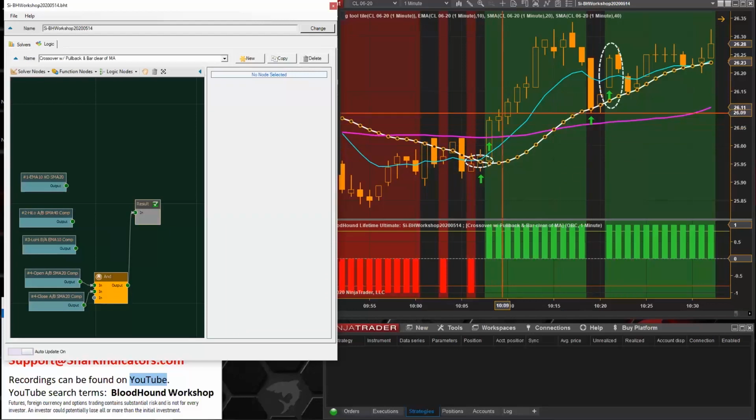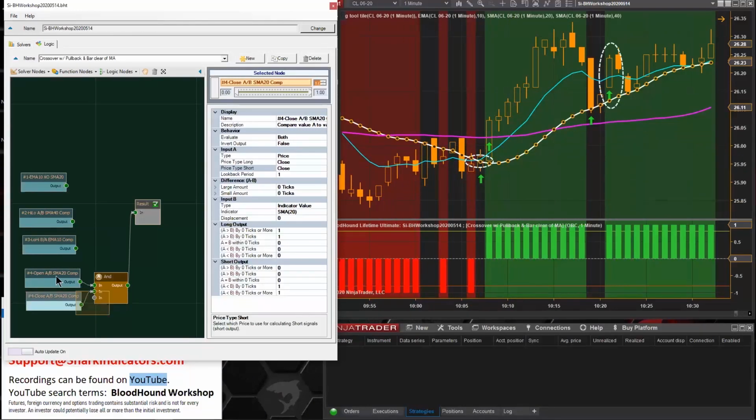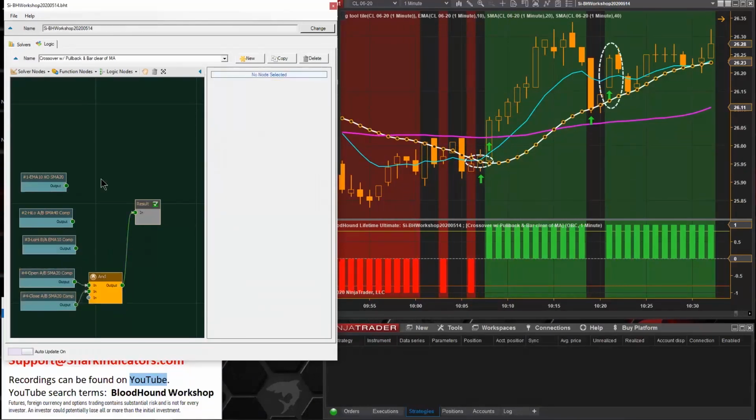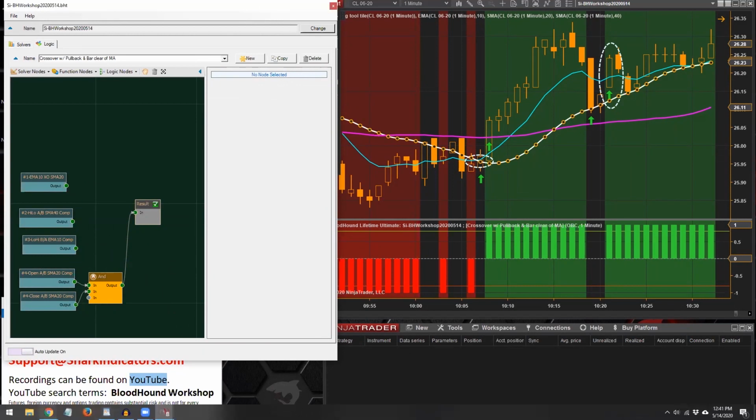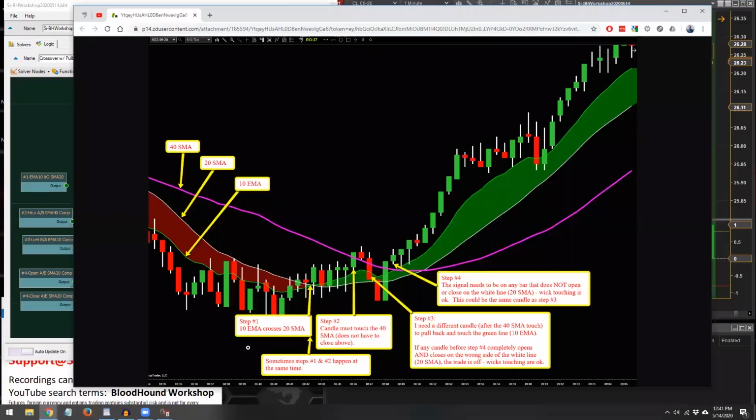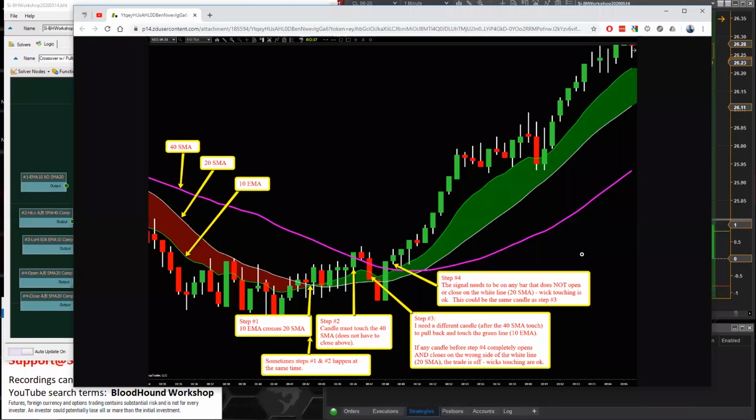We can see all the bars where the open and the close is above the SMA 20, or if the open and close is below the SMA 20, like so. All right, so we have a bunch of solvers here. Now we just need to connect them all up and string them together in a way here. But before we get to that, let me just take a look at these rules here.